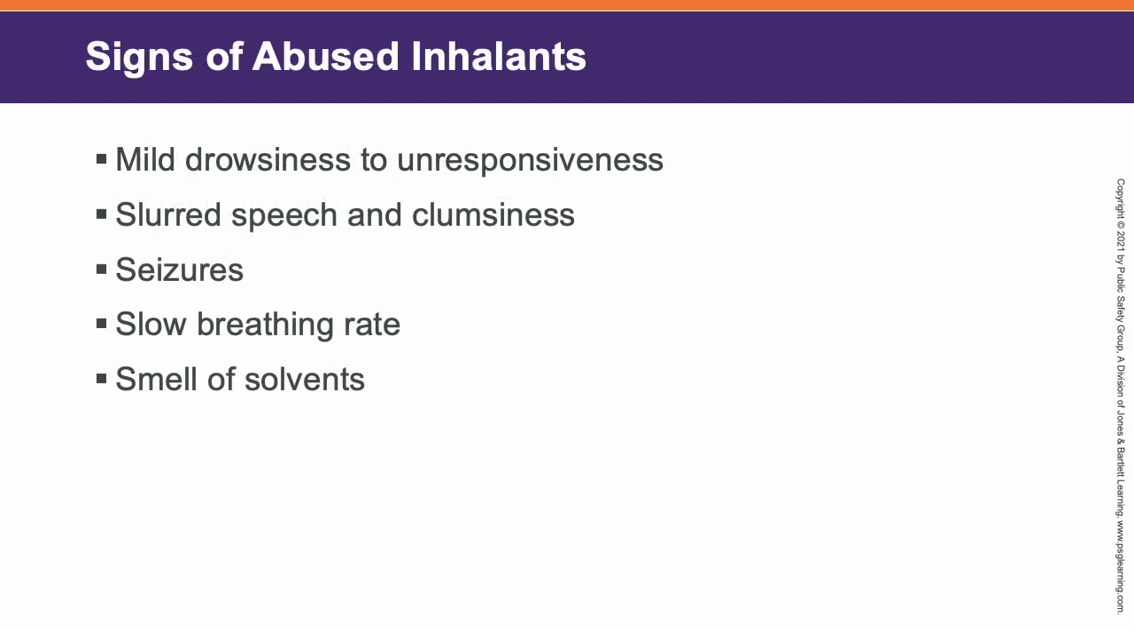Some things to look for in somebody who might be abusing them: mild drowsiness and even unresponsiveness, slurred speech and clumsiness, can lead to seizures or a very, very slow breathing rate, also called bradycardia. They may smell of the solvent as well. Okay.